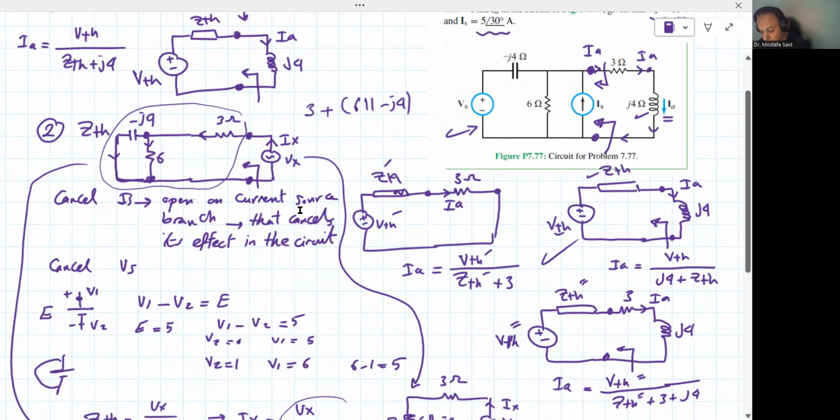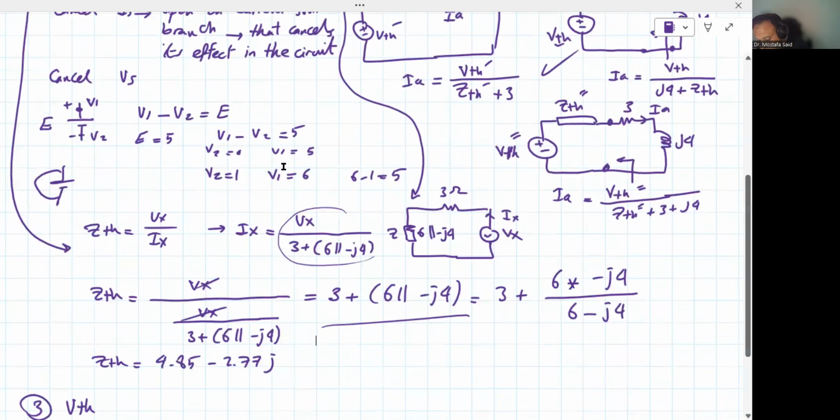You can apply this anytime, but finding the equivalent resistance just by looking is not always easy. Here it's easy, like 3 plus 6 parallel minus j4, but for some other circuits it's not. So you put a general source Vx that produces Ix, and the equivalent impedance Z Thevenin will be equal to Vx divided by Ix. You should find Ix in terms of Vx or vice versa, so that when you divide them, they cancel out.